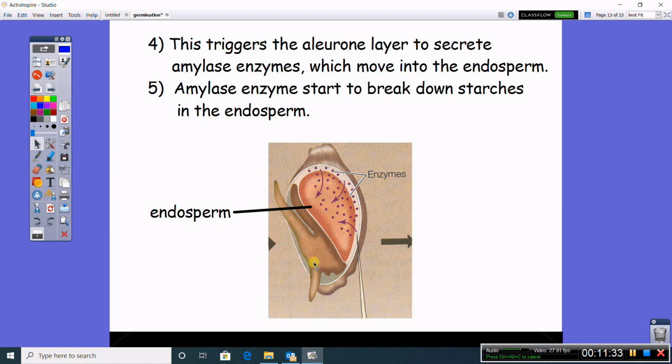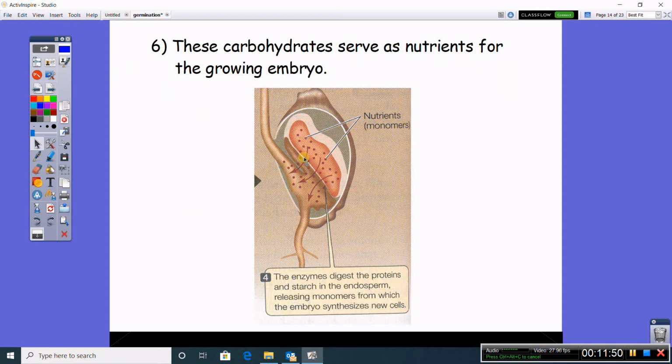So the embryo releases gibberellins. That goes to the aleurone layer. The aleurone layer secretes amylase enzymes. Amylase enzymes break down the starches in that endosperm. Those carbohydrates, remember that's the orange part, serve as nutrients for the growing embryo so that the embryo can grow even more. And so you're going to see the embryonic root, or the radicle, come out first. And then you will see the hypocotyl, which is the stem, also emerge.